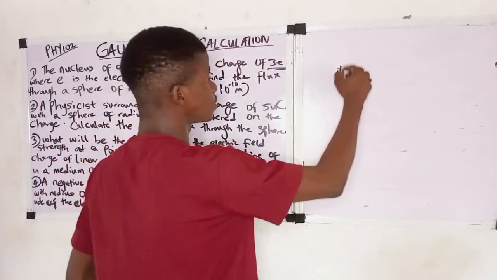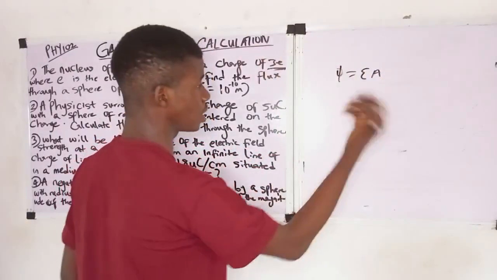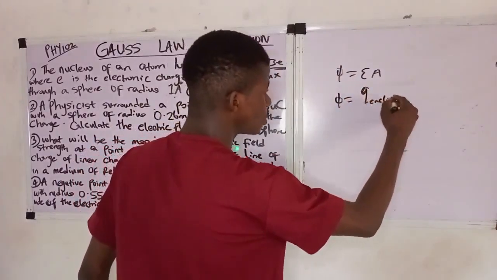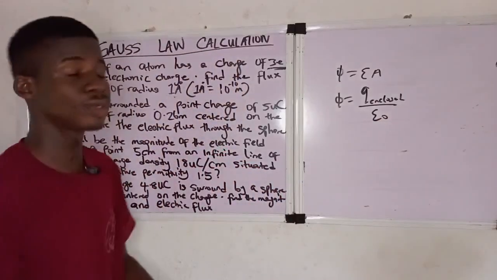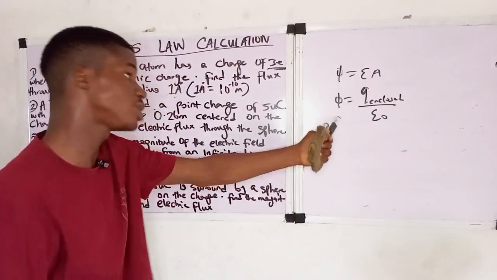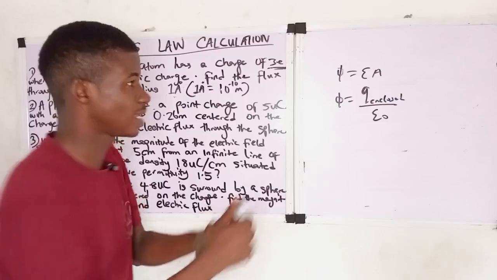Remember, electric flux is equal to EA. Now, if we use Gauss's law, electric flux is equal to charge enclosed divided by the permittivity of free space. You can use this first method and still get your answer, but it's longer. But if we use the second method, it is very fast. Let's use this.